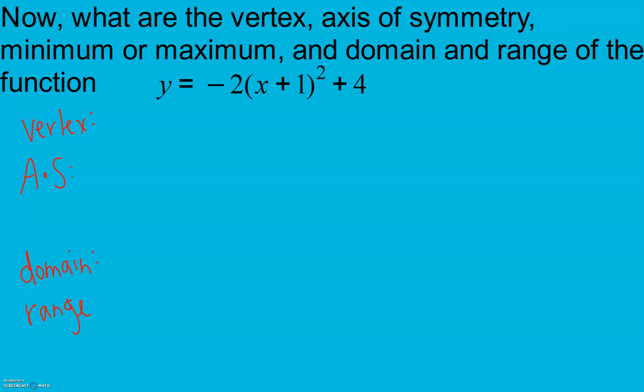First thing I'm going to do is figure out whether it's a minimum or a maximum. I have a negative sign, which means I'm going to have a sad face parabola. And I'm going to have a highest point, which means this is going to be a maximum.